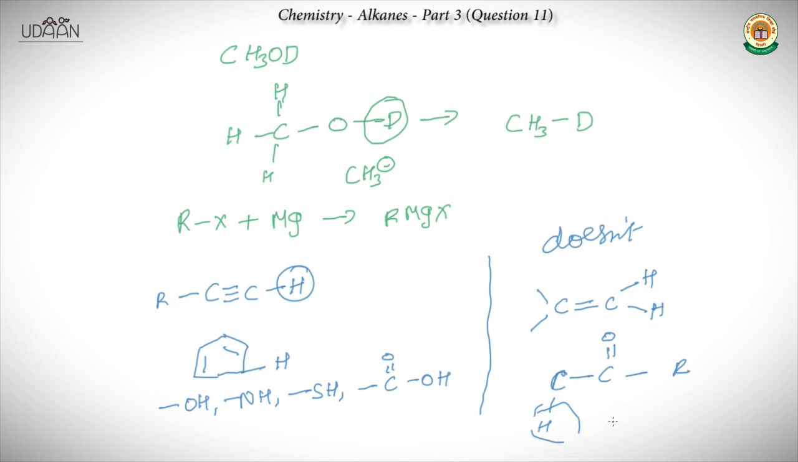Also, it won't accept the alpha hydrogen for ether compounds. So it doesn't accept it for ethers, it does not accept it for alpha hydrogen of the carbonyl compounds, and for an alkene either. But it does accept it for an alkyne, OH, NH, SH, or carboxylic acid like COOH, and for this compound also. It's a pentane ring with 2 double bonds.